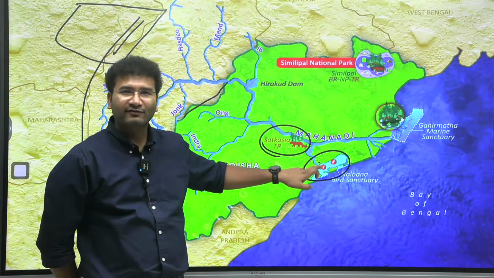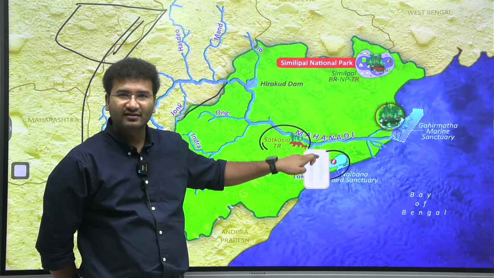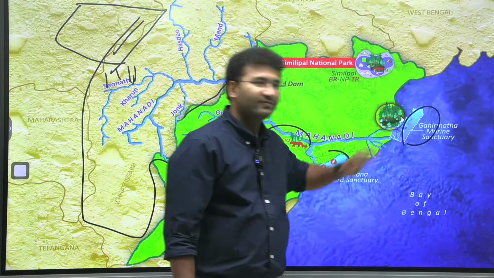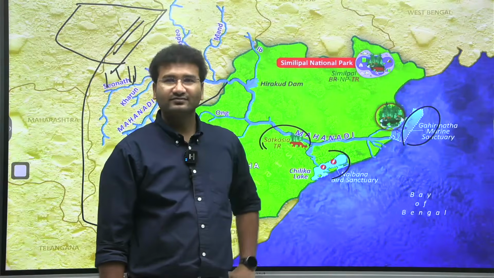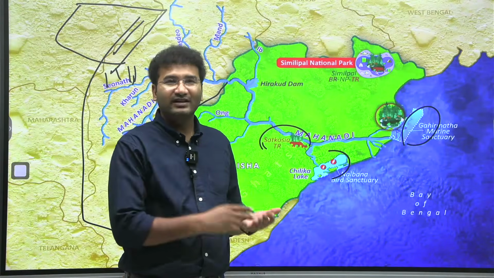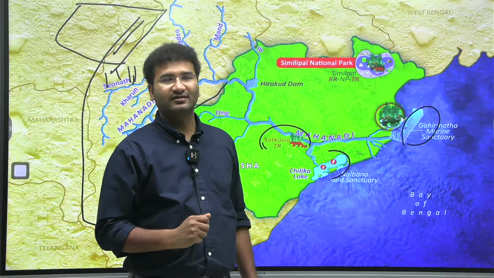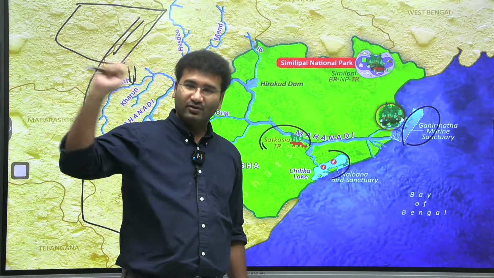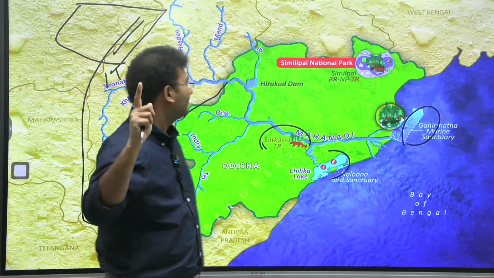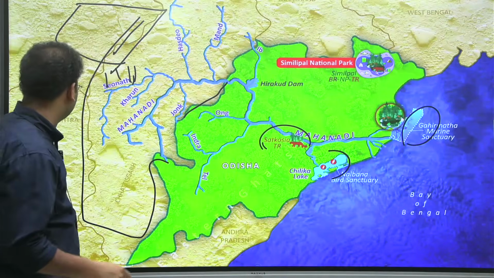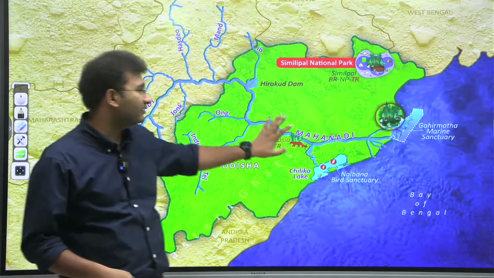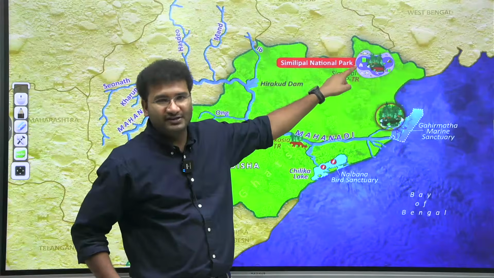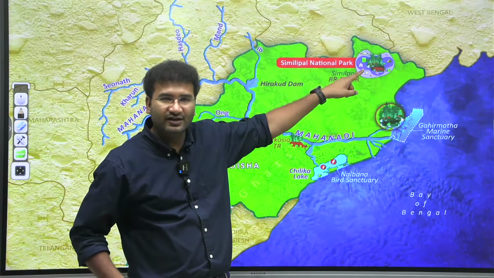Chilka has dolphins. Remember, Chilka has dolphins. Gahirmatha Marine Sanctuary is for olive ridley turtles. Okay? Bhitarkanika is for Crocodile National Park. Right? Bhitarkanika is not here, but it is for the Crocodile National Park, which is also there. Simlipal is in the north. Right? Simlipal National Park, Simlipal Biosphere Reserve is also there.